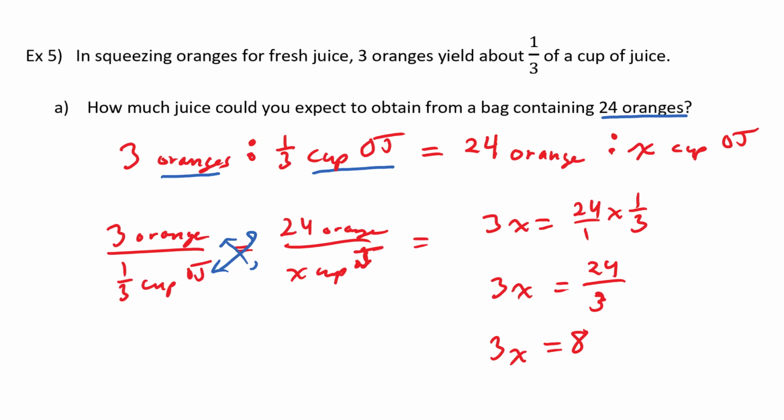24 divided by 3 is going to be 8. And then we want to isolate the x on its own. Divide both sides by 3. 3's cancel each other out. We work that out. We get x is equal to 8 over 3, which as a mixed number is 2 2/3.